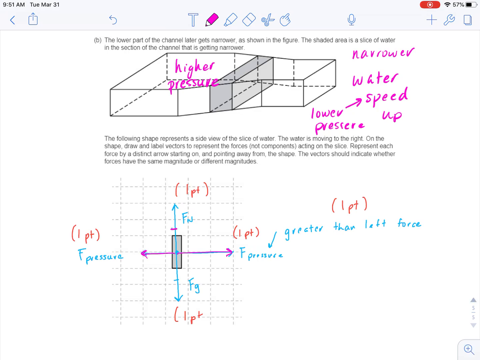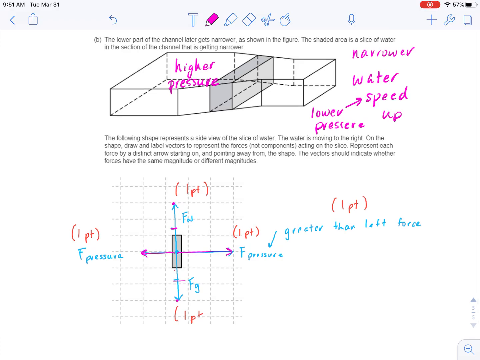The other thing you'll notice is our good old friends, the normal force and the force of gravity are equal and opposite. And the reason for this grid is for you to carefully show that those are equal. So I chose to make this 3 units long for FG, and I would make it 3 units long for FN.